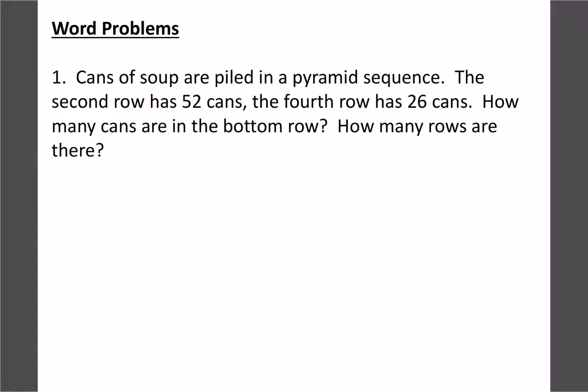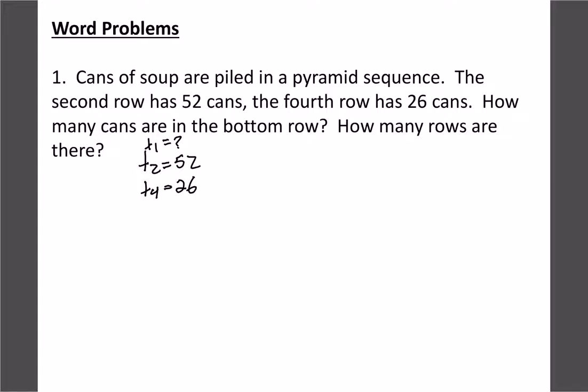We'll finish off this topic by looking at a few word problems, and the word problems aren't any different. You just have to be careful how they're worded, and make sure you label your T1s and your N's and D's and so on. So in this case it says the second row has 52, so our term 2 would be 52. Fourth row is 26, so that's our term 4. And they want to know how many is in the bottom row, so we're looking for term 1.